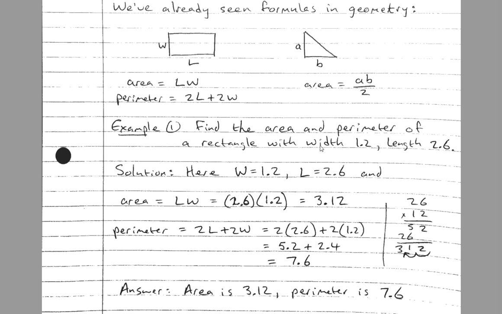No units here. If this was, say, 1.2 feet by 2.6 feet, then the answer would be 3.12 square feet for the area, and feet for the perimeter. Here we're just substituting into the perimeter formula and multiply by 2 and add, so 7.6 units.